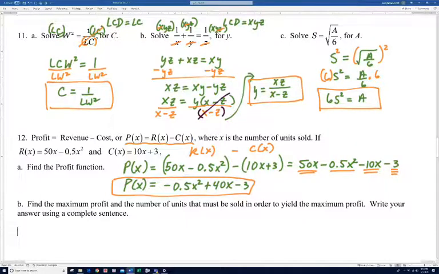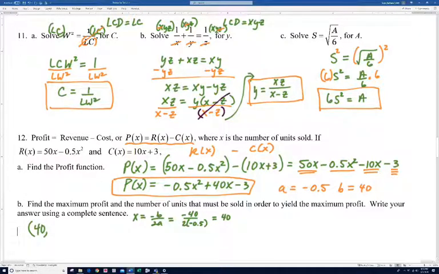Where do we find maximums? At the vertex. So we need the vertex formula. That's x equals negative b over 2a. And in our problem, a is negative 0.5, and b is 40. So we have negative b, or negative 40, over 2 times a, so we have 2 times negative 0.5. So that's going to be negative 40 over negative 1, which is 40. So we just found the x value of the vertex, that's 40.